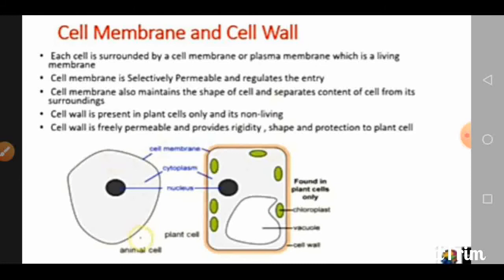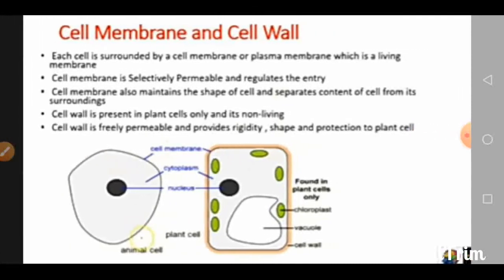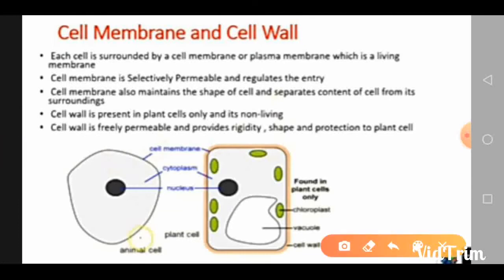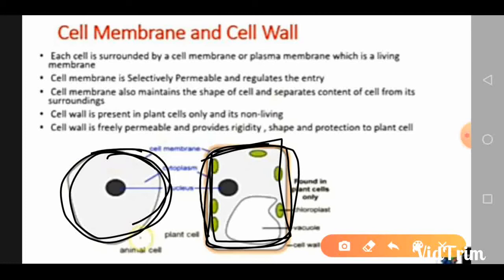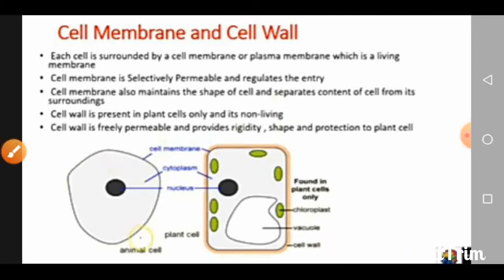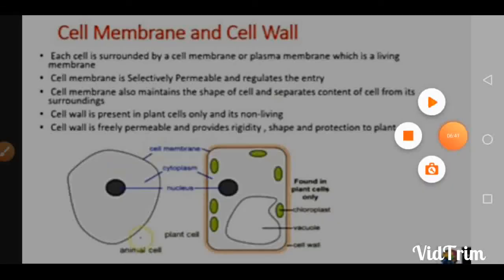Cell membrane, or plasma membrane. Cell membrane means plasma membrane, which is a living membrane. I explained this to you first. The cell membrane is a living thing, it has life, and it is living in both the cells.